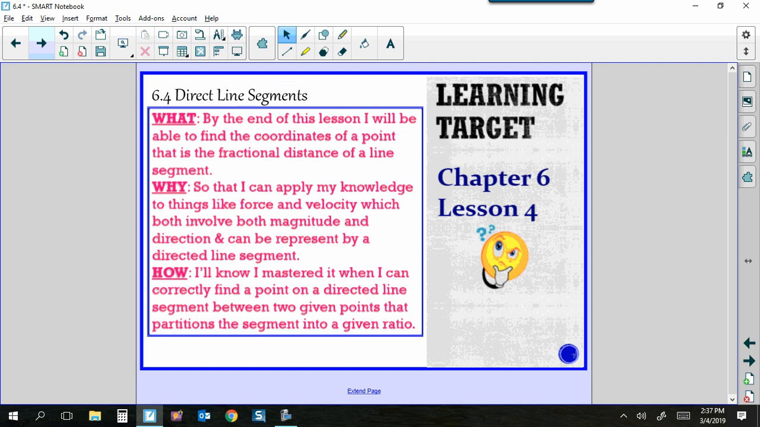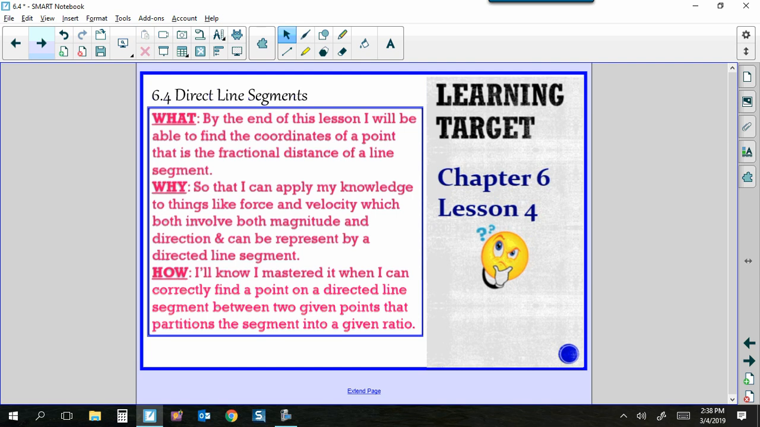Today we are looking at 6.4 directed line segments. What will we be learning? By the end of the lesson, you will be able to find the coordinates of a point that is a fractional distance along a line segment, much like we did with the midpoint formula. The only difference is that with the midpoint formula, we were always looking at a middle point, or 1/2. Now we are looking at fractional distances that are not as simple as 1/2, so we really can't use the midpoint formula.